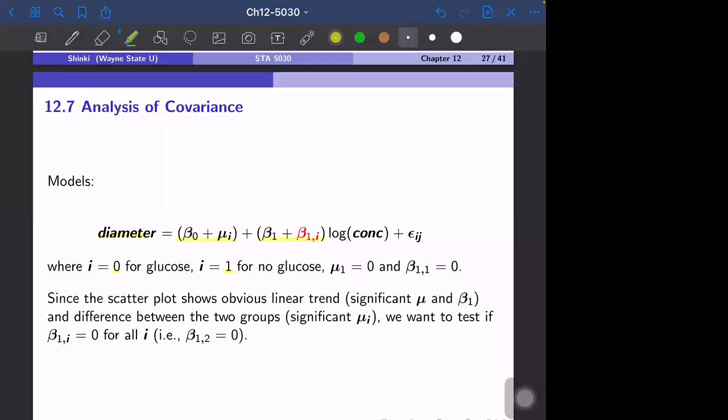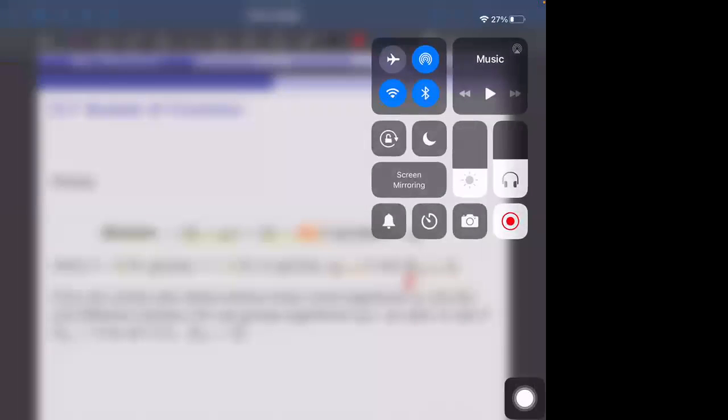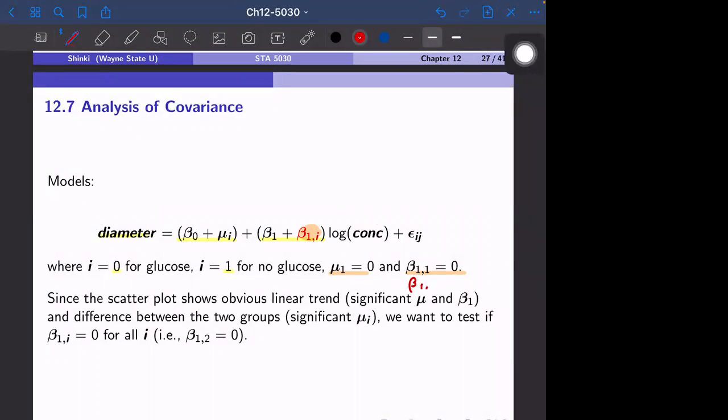So our interest is whether or not slopes are different. That means we want to test this beta 1i. Since the baseline should be 0, mu1 is equal to 0 and beta 1 is equal to 0. Here we only have two groups. So basically we want to test if beta 1, 2 is equal to 0. This is the null hypothesis, and the alternative is beta 1, 2 is not equal to 0.